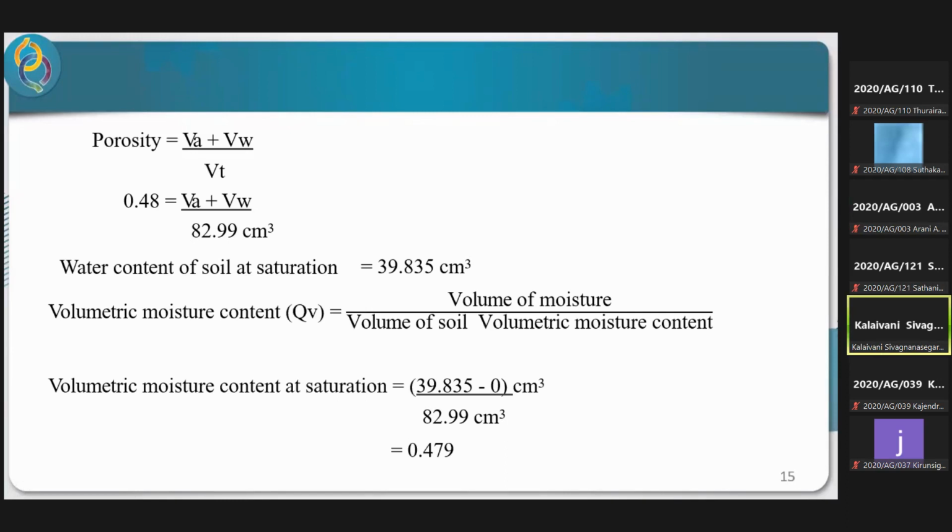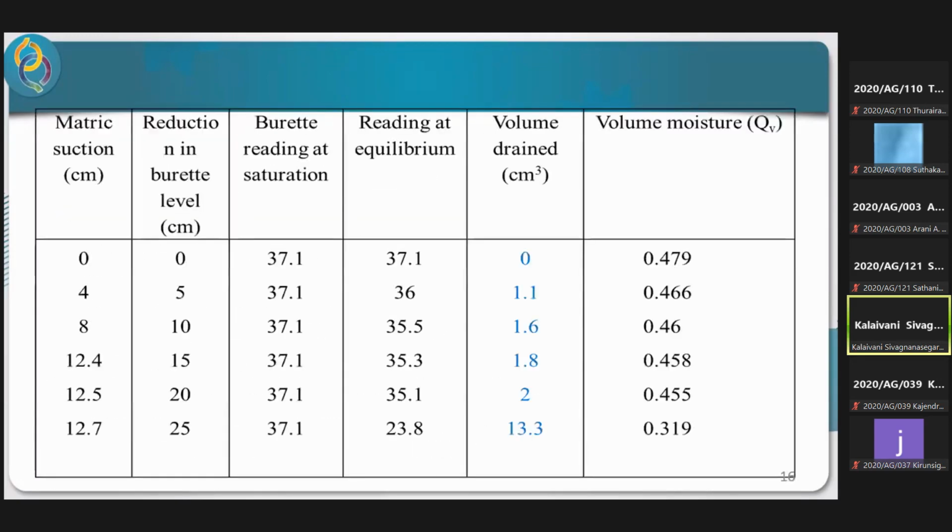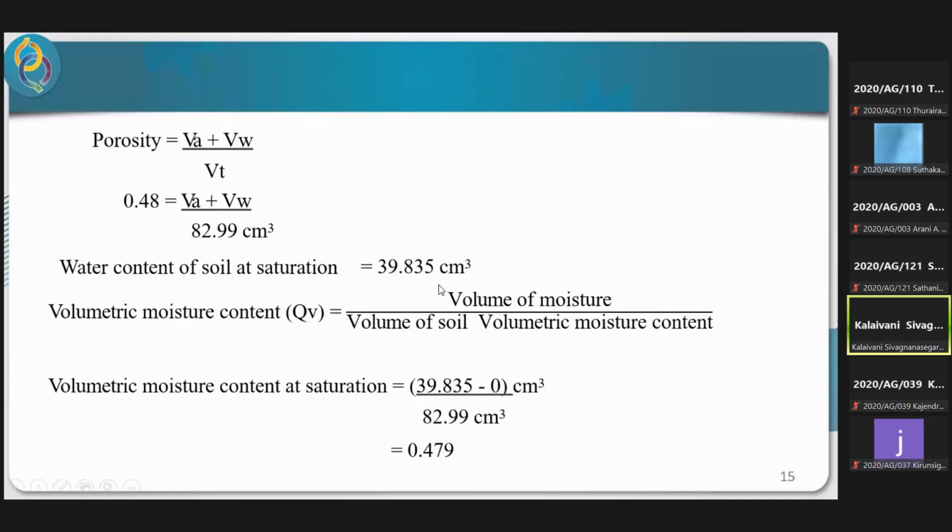Okay, so with that, we can calculate the volumetric moisture content. You already know the equation, right? Volume of soil moisture over volume of the soil. So you already calculated the volume of soil here, and then you calculated the water content at saturation, right? 39.835. Then you can simply divide it by the volume of soil, and you will get one answer, 0.479. So this is the volumetric moisture content at saturation.